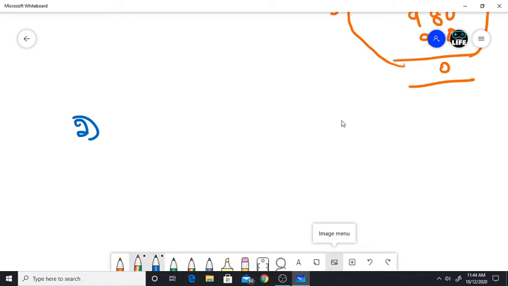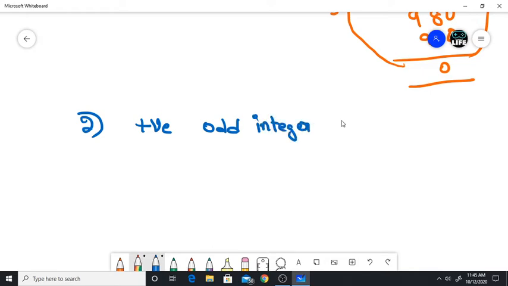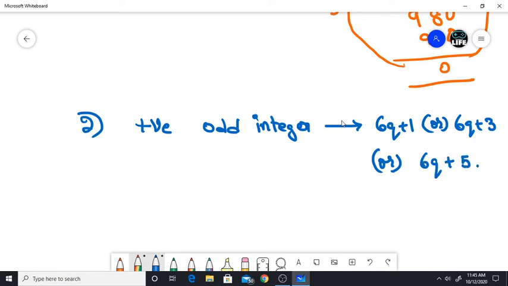Read the second question once. It is given like use Euclid's division lemma to show that every odd integer is in the form 6q plus 1 or 6q plus 3 or 6q plus 5, where q is some integer.